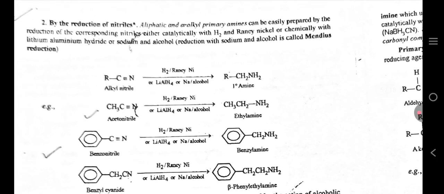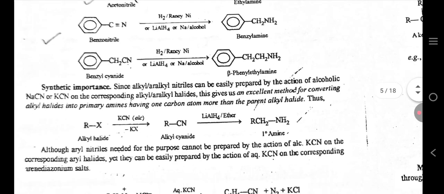By the reduction of nitriles, aliphatic and aralkyl primary amines can be easily prepared. The corresponding nitriles are reduced either catalytically with H2 and nickel, or chemically with lithium aluminium hydride or sodium and alcohol. Reduction with sodium and alcohol is called Mendius reduction.